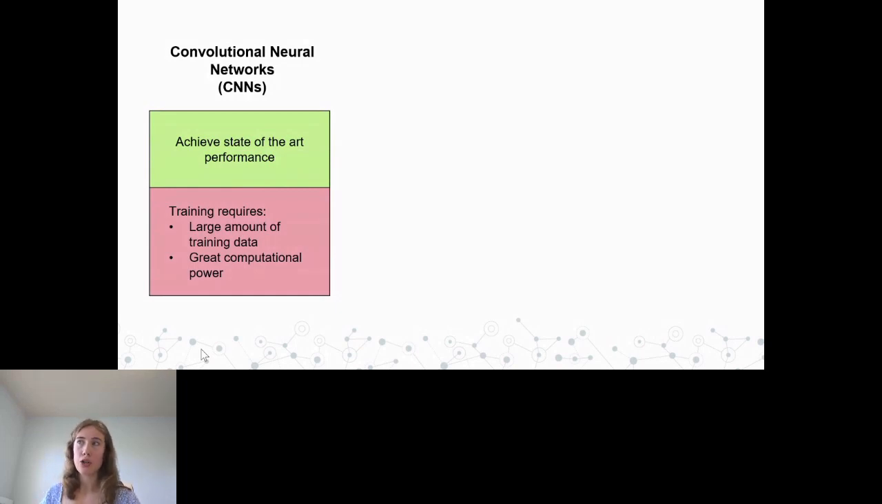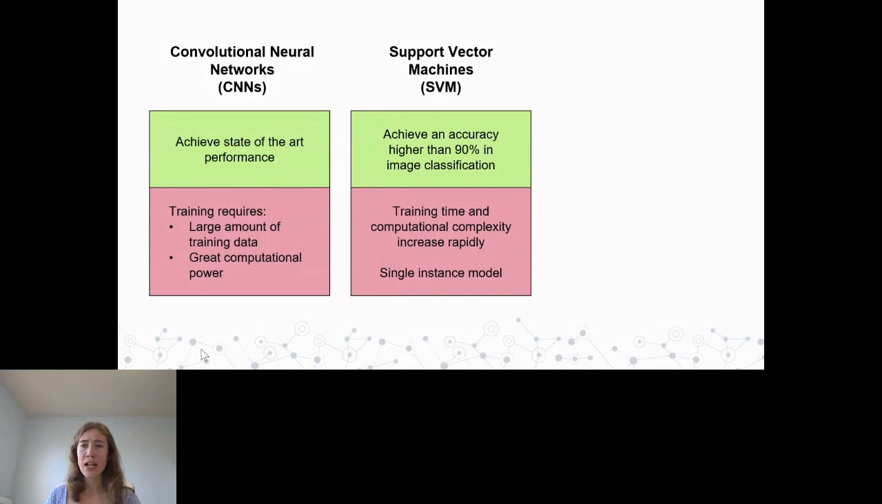The second type are support vector machines, which have achieved a promising accuracy higher than 90% in image classification. SVM does require less training time and computational cost than CNNs. However, training time and computational complexity increase very rapidly as the number of input features increases. Another problem of traditional SVM models is that they are single instance models, which means they are not able to handle a varying number of input instances.